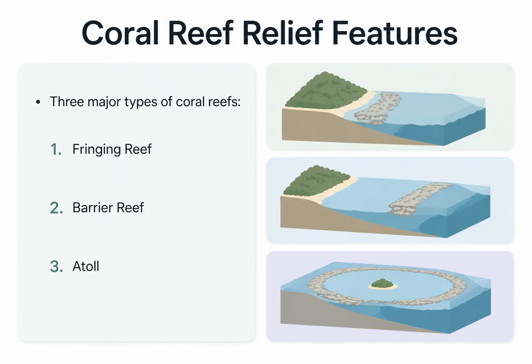Based on their physical structure and relation to the land, coral reefs are classified into three major relief features. These are fringing reefs, barrier reefs, and atolls. Understanding the distinction between these three will give us insight into the geological history of the islands they surround.